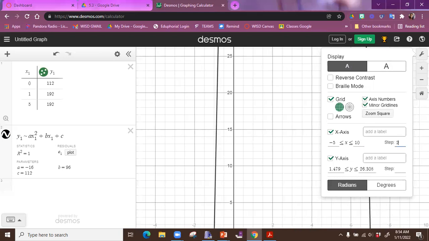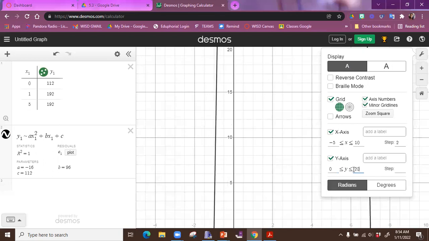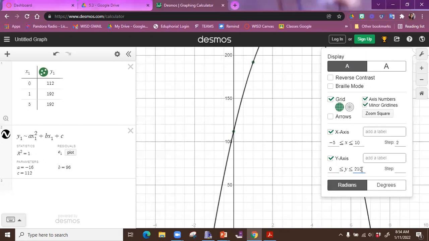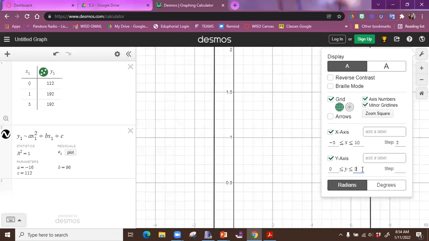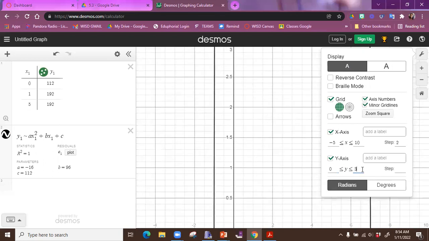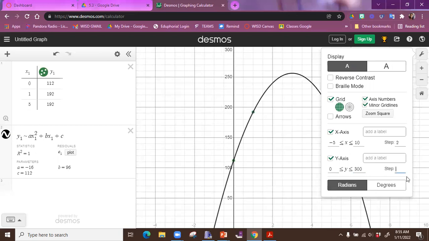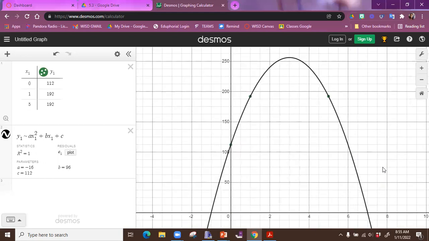And you can change what you're going to count by. On the y-axis, I'm going from 0, and my highest is 192, so let's say to 200. And then I still don't see it. So this is an example, again, of how you can modify your window by typing instead of just zooming in and out. We'll put it at 300, and I'm going to count by 50s. And bam, I see a parabola. Do you see a parabola?